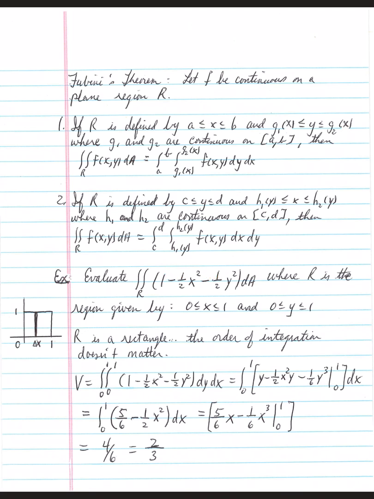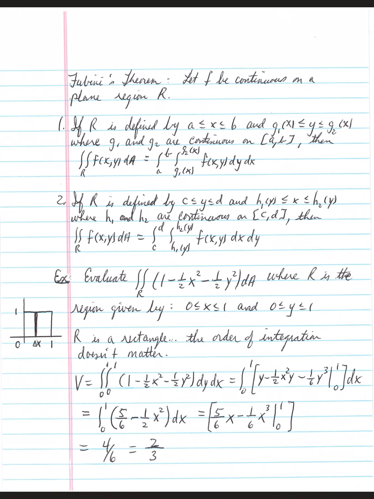Let's integrate this function with respect to y, working inside out. We're going to get y minus 1/2 x squared y minus 1/6 y cubed, evaluated at 1 and 0. 0 gives us a clean sweep of 0. So subbing in a 1, we get 1 minus 1/6, that's 5/6, minus 1/2 x squared times 1, that's negative 1/2 x squared.